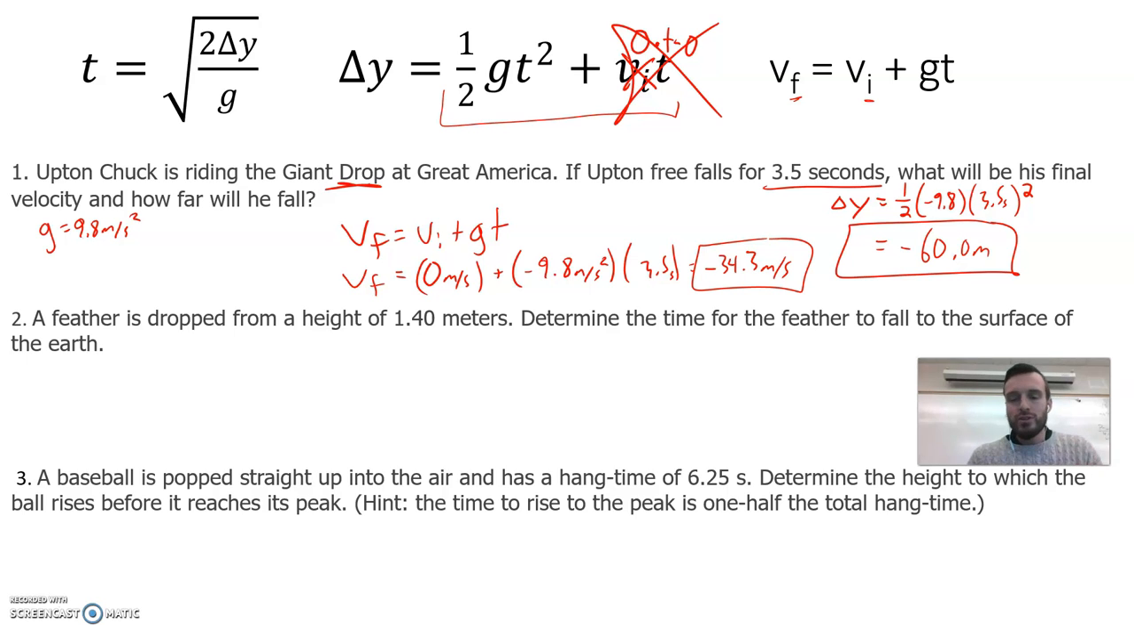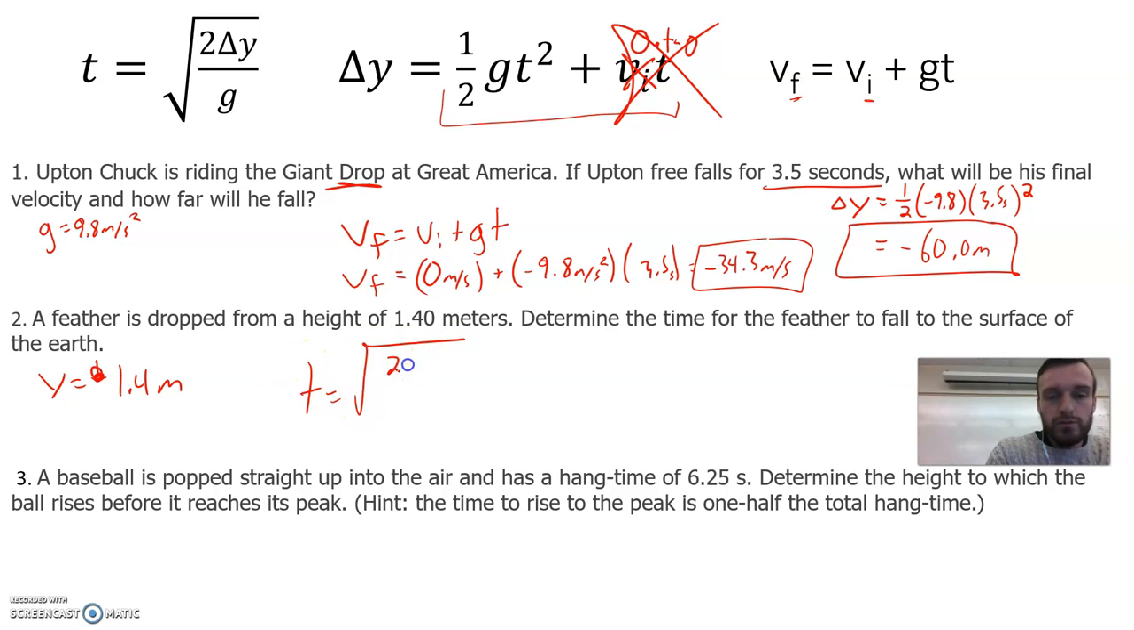All right, we'll do one more just to show you time. A feather is dropped from a height of 1.4 meters. Height is going to be y. Y is how high. That's 1.4 meters. And it says determine the time for the feather to fall. So time is the square root of 2 times 1.4 meters over 9.8.